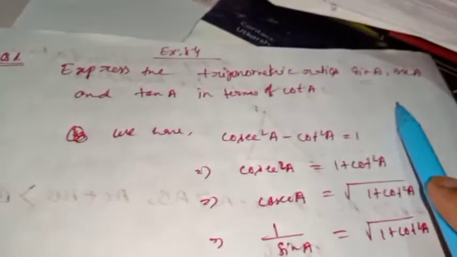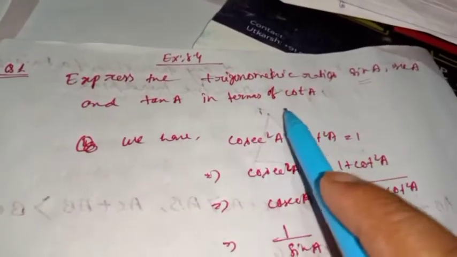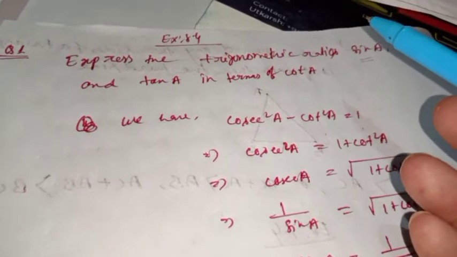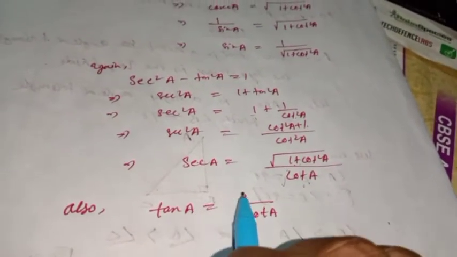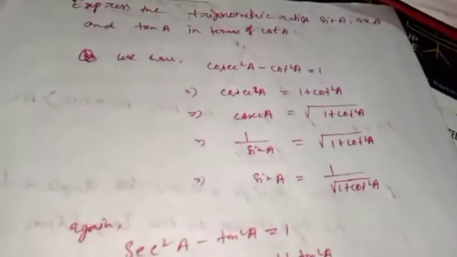Now what do you need? Tan a in terms of cot a. All of you know this, because cot a is the reciprocal of tan a. Expressing tan a in terms of cot a is very, very easy, meaning that directly you can write tan a is equal to 1 by cot a. Okay, I hope all of you understood this one.